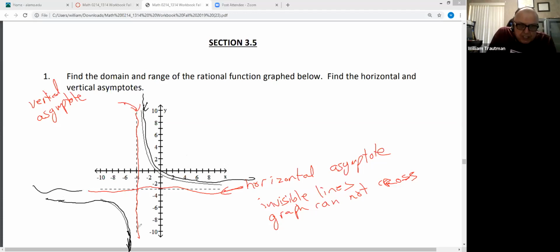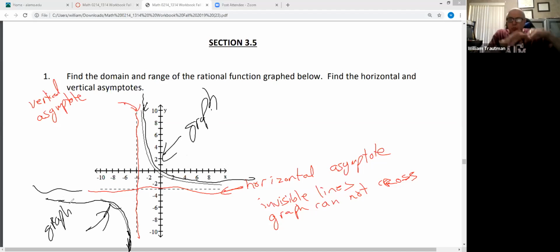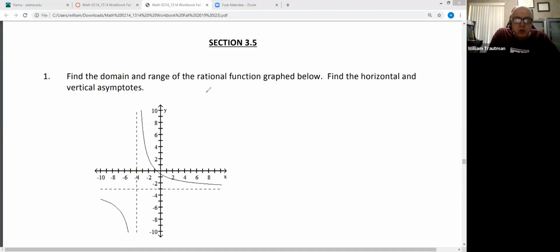Same way with this asymptote. It gets really close to this graph. The black lines are the graph. That's the graph. And that's the graph. So the graph gets really close to the asymptotes, but they never cross them, okay? So it says find the domain and range of this function.